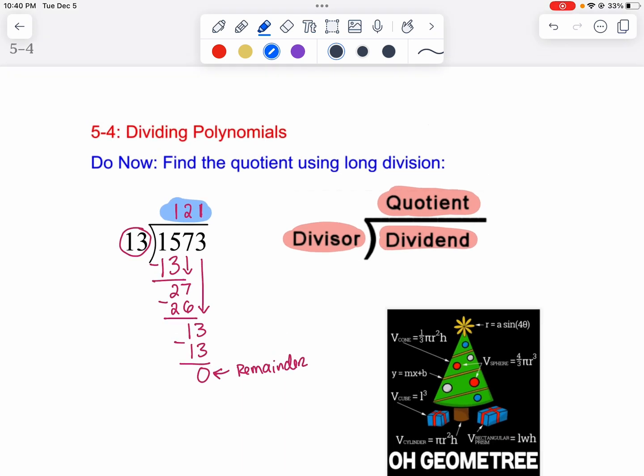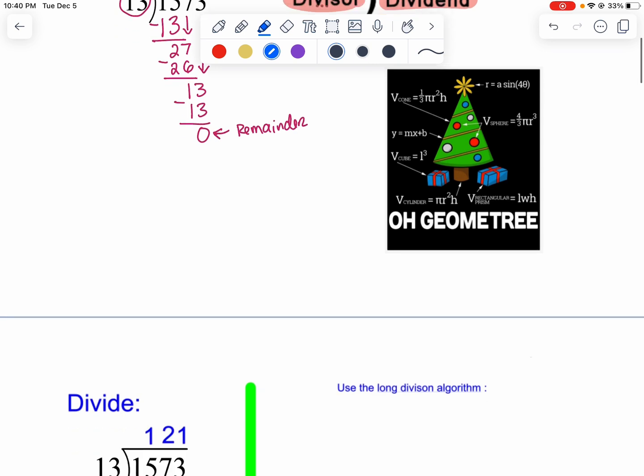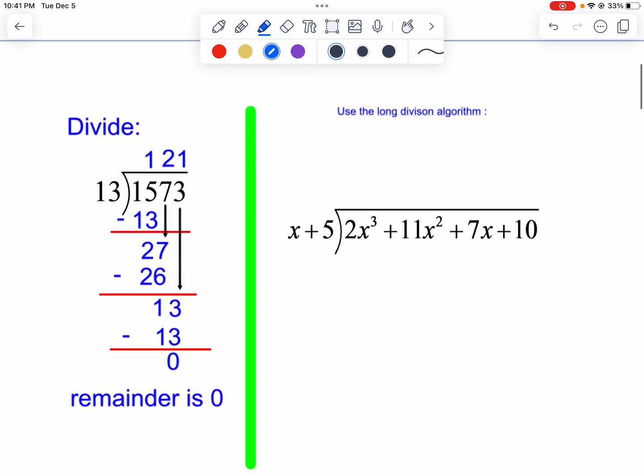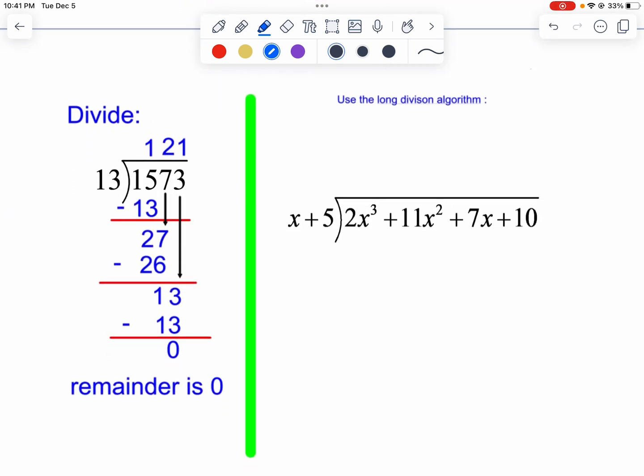We're going to keep going with this idea, but this time we're going to use the same algorithm to divide a polynomial into another polynomial. So in this question, we have x plus 5 as our divisor, and we have the polynomial 2x to the third plus 11x squared plus 7x plus 10 as our dividend.